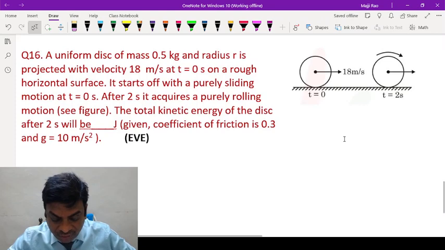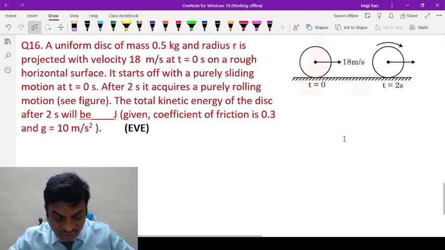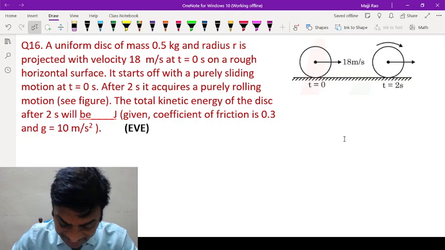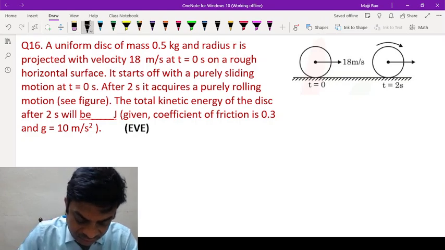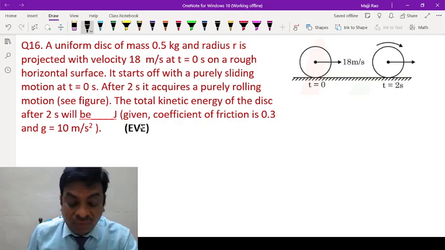Moving on to the next question. A uniform disk of mass half kg and radius r is projected with velocity 18 meters per second at t equal to 0 seconds on a rough horizontal surface. It starts off with a purely sliding motion at t equal to 0 second. After 2 seconds, it acquires a purely rolling motion. The total kinetic energy of the disk after 2 seconds will be.